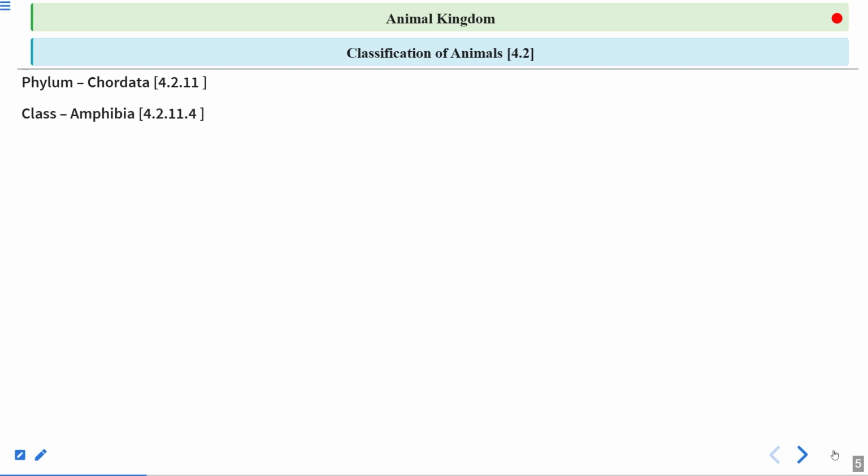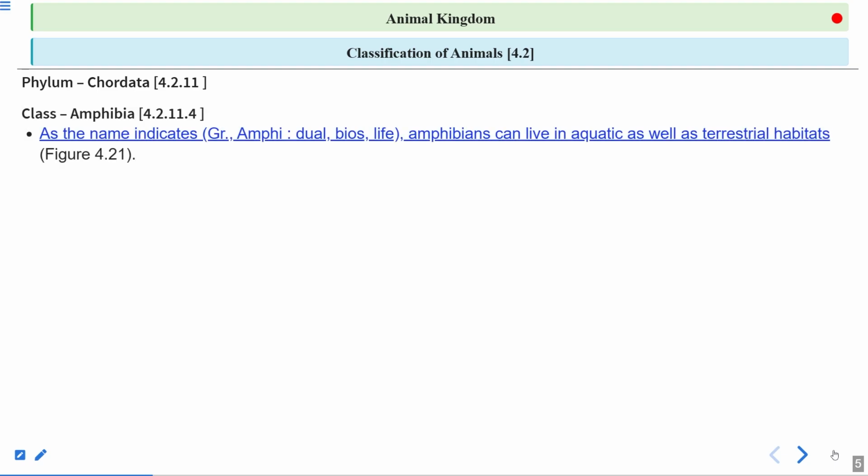So we will start with the class Amphibia. As the name indicates, let us first understand the meaning of the term Amphibia. Here, amphi means dual, and bios means life. The bia word comes from bios, which means life. So dual life means the organisms that belong to the class Amphibia exhibit dual life. How they exhibit this dual life, we will see.